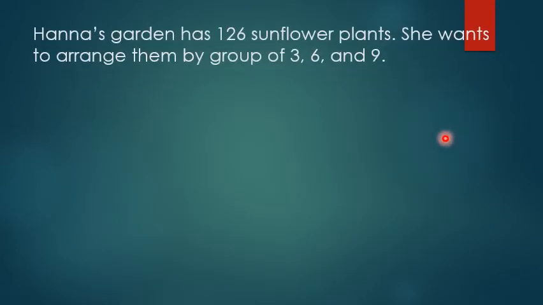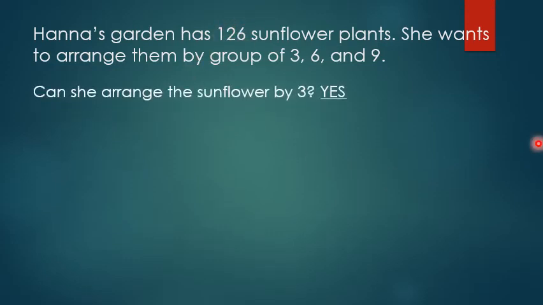Okay, so let us look at this problem. Hannah's garden has 126 sunflower plants. She wants to arrange them by groups of 3, 6, and 9. Kaya ba siyang i-arrange by 3? Yes, tingnan natin. Di ba ang rules natin sa 3, pag pinag-plus natin yung mga digits, divisible siya sa 3. So, 1 plus 2 is 3, plus 6 is 9. Ang 9 ay nasa skip counting by 3, so siya ay divisible sa 3. Pwede natin siya hatiin sa 3.